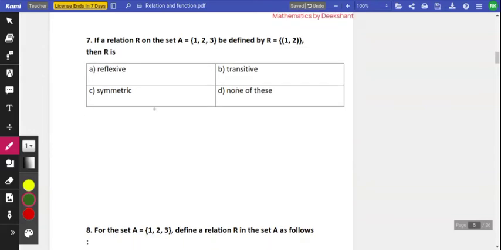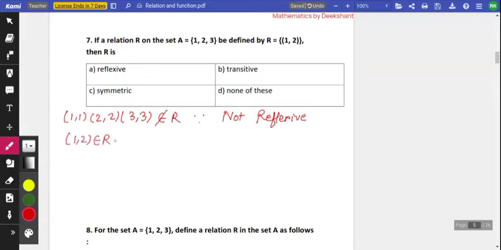In this question, you have to check whether the given relation is reflexive, symmetric or transitive. For the given relation to be reflexive, (1,1), (2,2) and (3,3) must belong to R, but these do not belong to R. Therefore, the given relation is not reflexive. For the given relation to be symmetric, if (1,2) belongs to R, then (2,1) also belongs to R, but (2,1) does not belong to R. Therefore, the given relation is not symmetric.